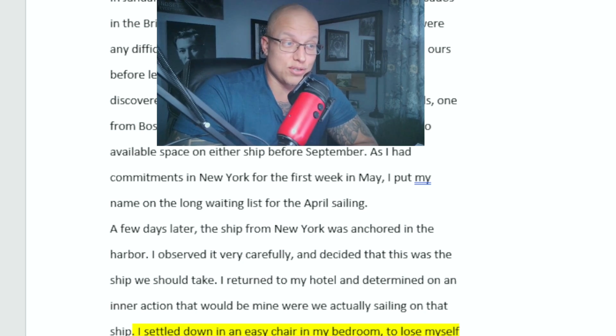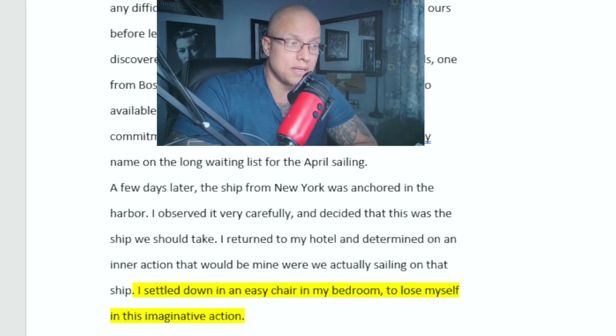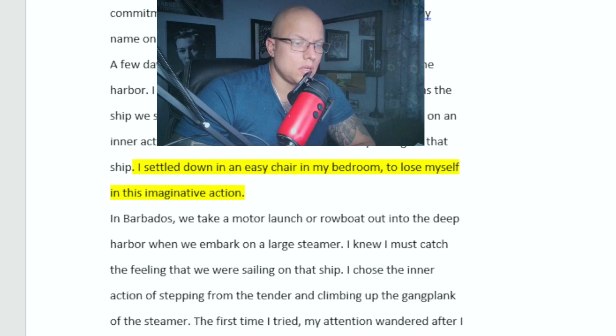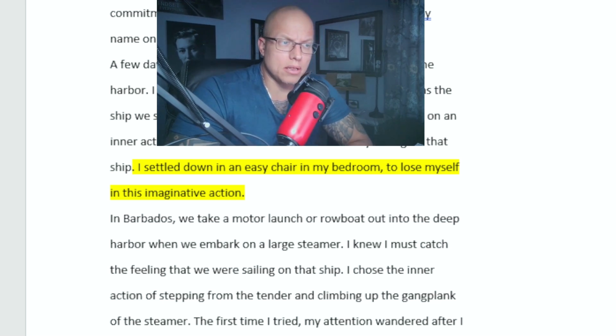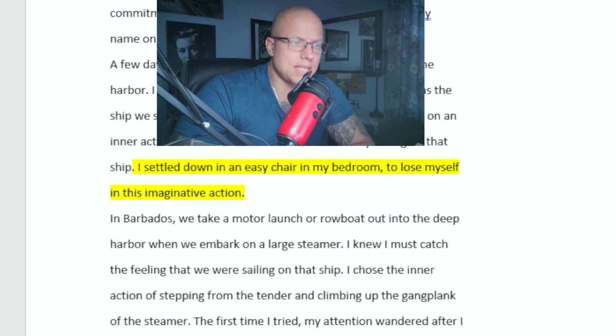And then he went and returned to his hotel, determined on an interaction that would imply we were actually sailing on that ship. I settled down in an easy chair in my bedroom to lose myself in this imaginal action. In Barbados, we take a motor launch or rowboat out into the deep harbor when we embark on a large steamer. I knew I must catch the feeling that we were sailing on that ship.